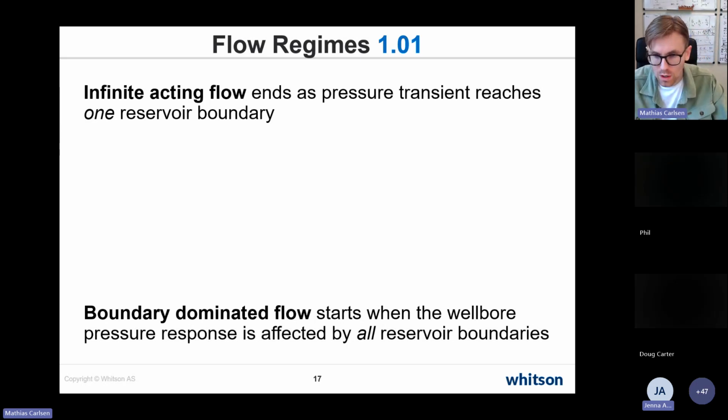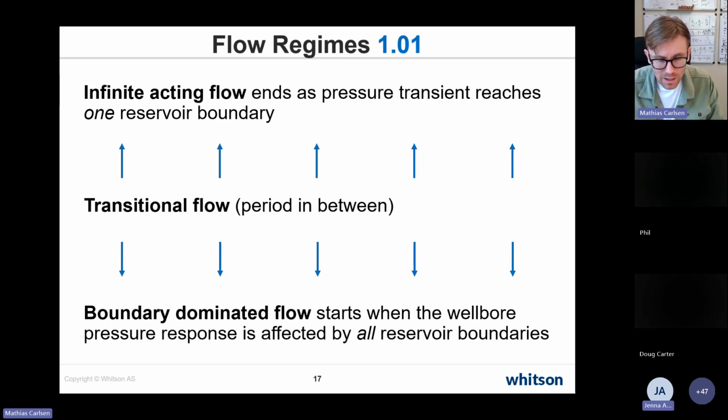Constant bottom hole pressure, low compressible liquid in full boundary dominated, okay? And in between here, we have a very important flow regime that's super relevant in unconventionals, which is called transitional flow. That means that we're not in 100% infinite acting linear flow, or infinite acting flow, but we're also not in 100% boundary dominated flow. So you might have seen some of the reservoir boundaries, but not all of them. And that means that some parts of the reservoir are in boundary dominated flow, some are infinite acting, and at the wellbore you're getting this mixed signal.